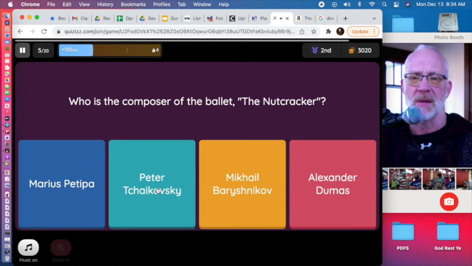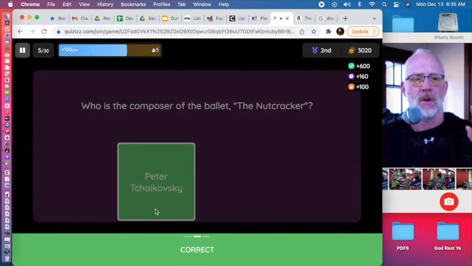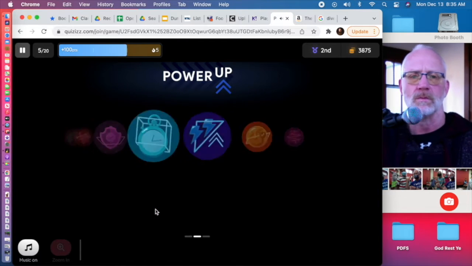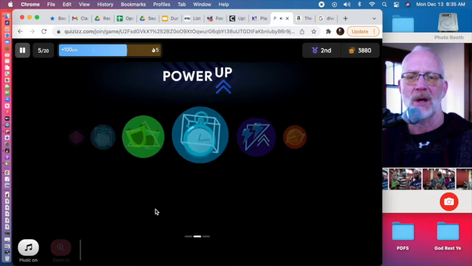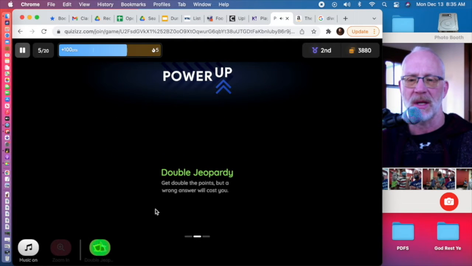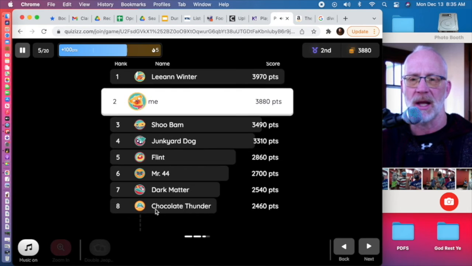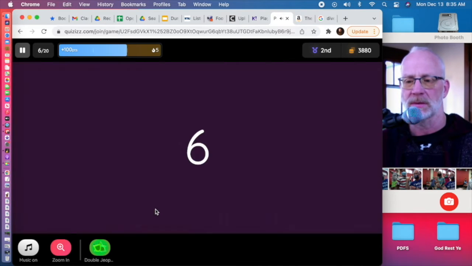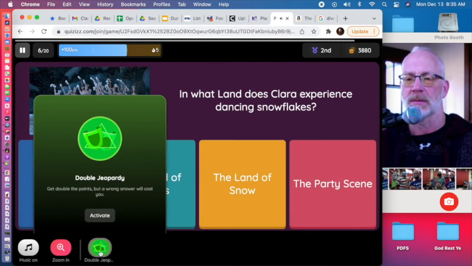Who is the composer of the ballet The Nutcracker? Marius Petipa, Peter Tchaikovsky, Mikhail Baryshnikov, Alexander Dumas. I remember this from a slide. Tchaikovsky. Ooh, we got a power up if we need it. Double Jeopardy. Get double the points, but a wrong answer will cost you. Okay. Let's do Double Jeopardy here.